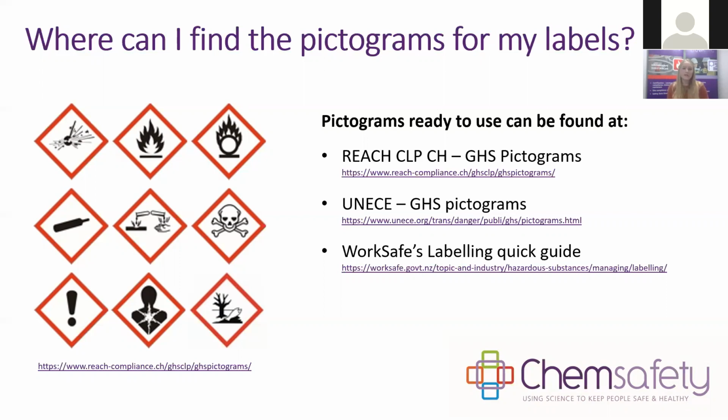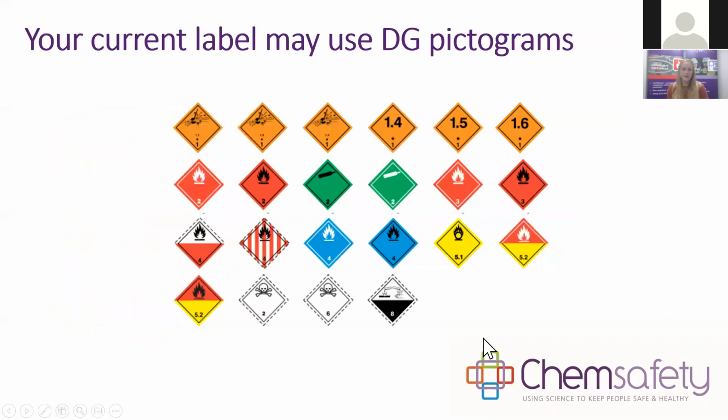If the pictograms don't look the same as the ones displayed on the left here, it might be because DG for transport pictograms have been used. And this is what the DG pictograms look like. So if these are used on your current labels or safety data sheet, these are also fine to use on your labels.